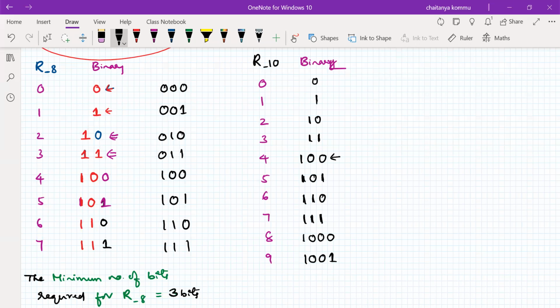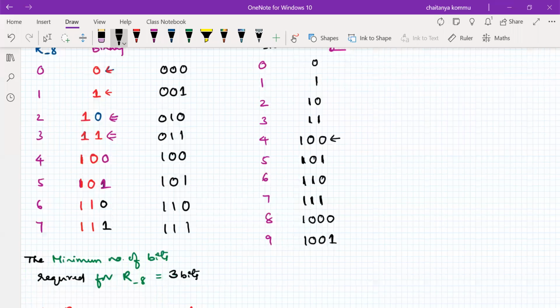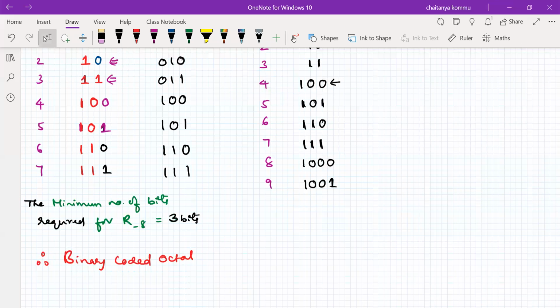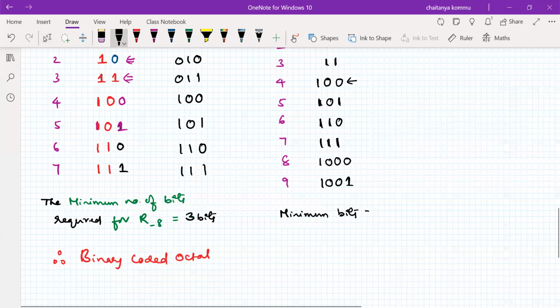So therefore, can you define what is the minimum number of bits that are required to code one digit? 4 bits. So therefore, the minimum number of bits is equal to 4. Right? So that's how we can write it.